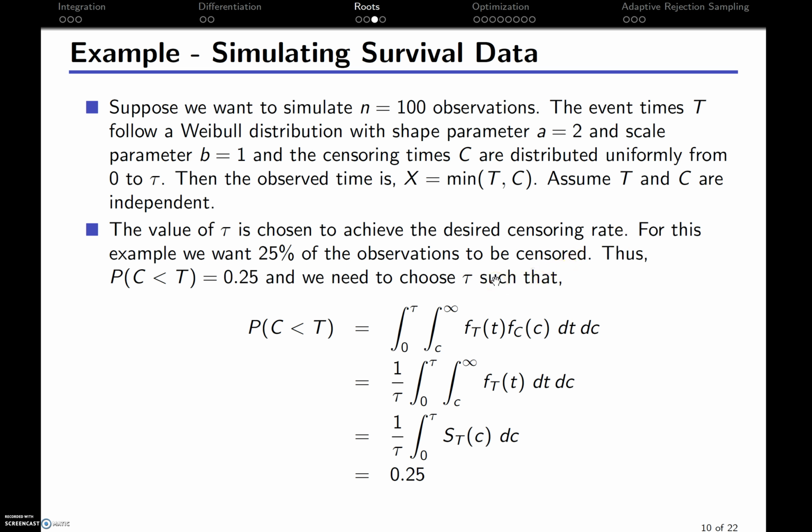So this must be optimized in order to find the rate at which we want to censor our observations. For example, if we want to censor 25% of our observations, then the probability of censoring, meaning C less than T, must be 0.25, or we set it at 0.25. So now we need to choose tau so that the probability of C less than T is equivalent to 0.25. That actually involves minimizing this quantity and solving for the unknown quantity tau that will provide this proportion of censoring.